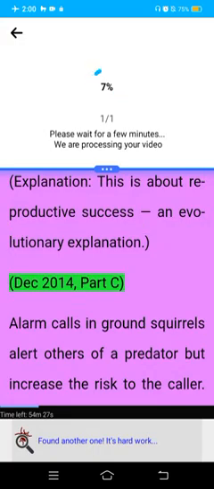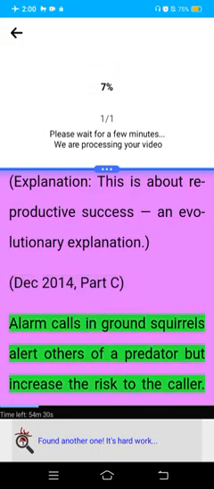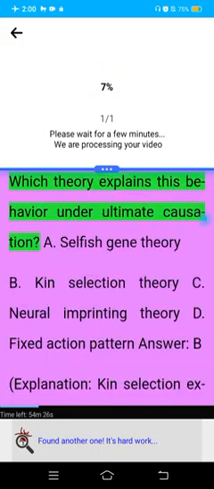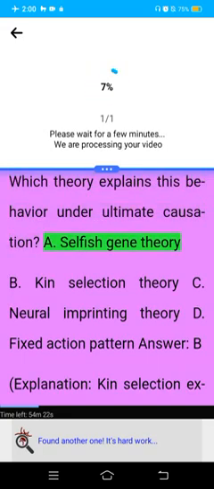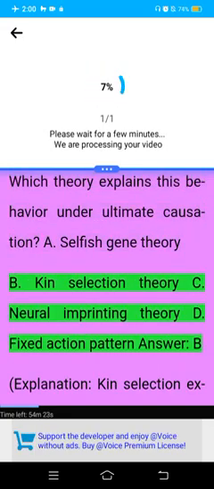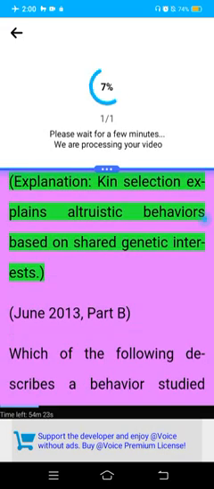December 2014, Part C. Alarm calls in ground squirrels alert others of a predator but increase the risk to the caller. Which theory explains this behavior under ultimate causation? A. Selfish gene theory. B. Kin selection theory. C. Neural imprinting theory. D. Fixed action pattern. Answer B. Explanation: Kin selection explains altruistic behaviors based on shared genetic interests.